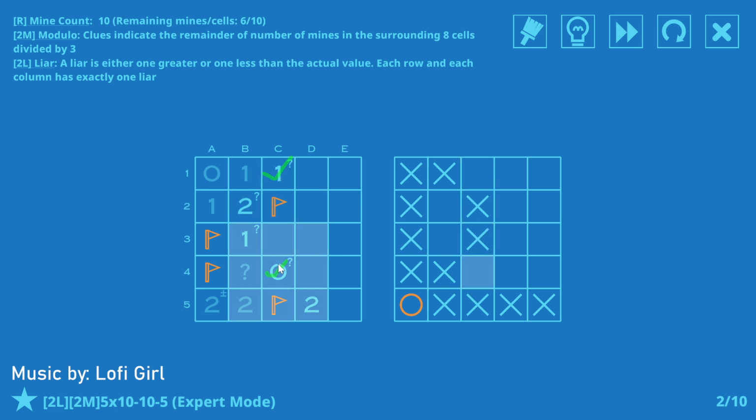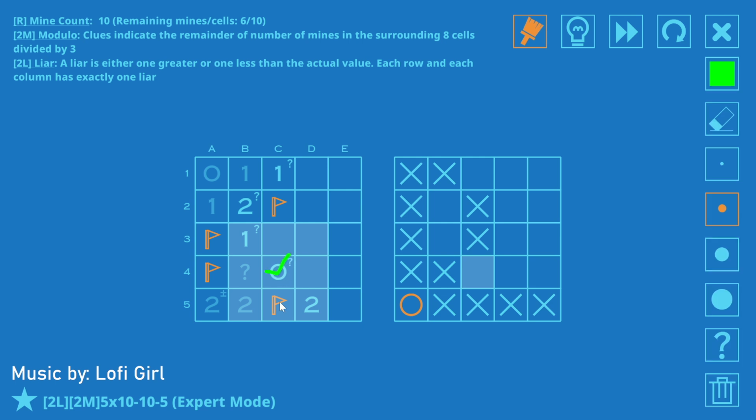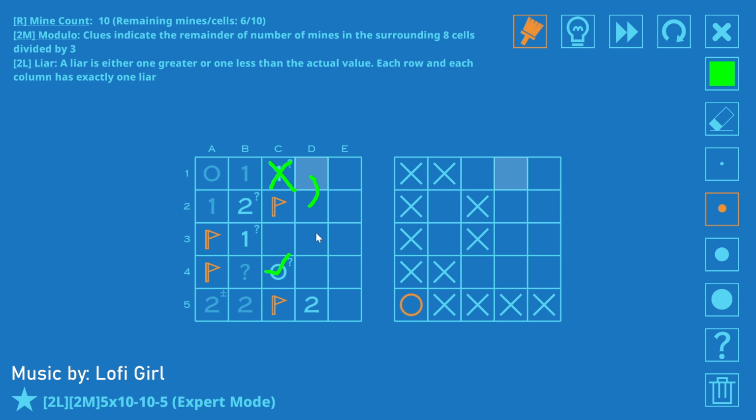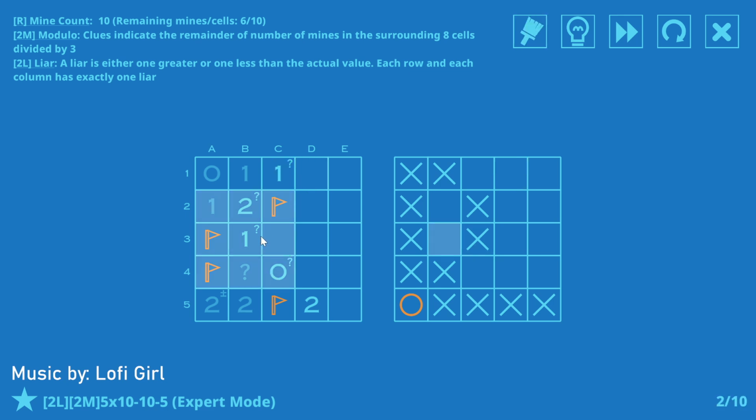Which means if 0 was telling the truth, then 1 must be lying, because one of these are lies. And does that work? If 1 was lying, it must be either a 0 or a 2. So I think there could be any number of mines here except 0. I think that's fine. I don't know about this though. Okay.